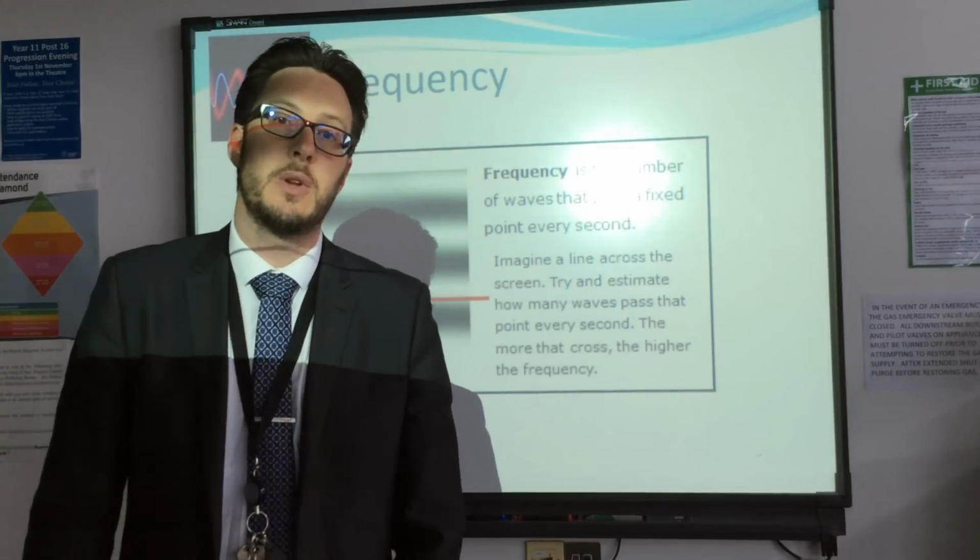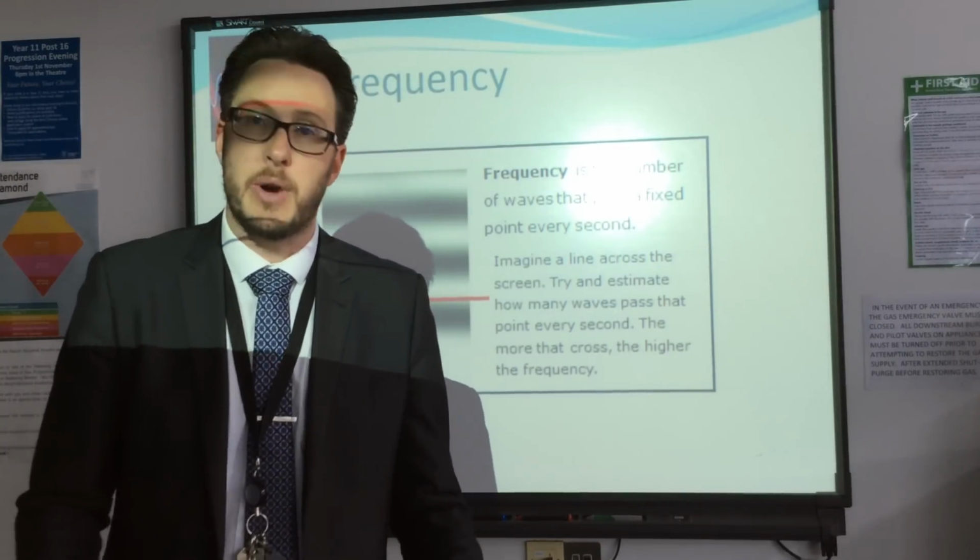Frequency is actually measured in a unit called hertz. Hertz stands for vibrations per second.